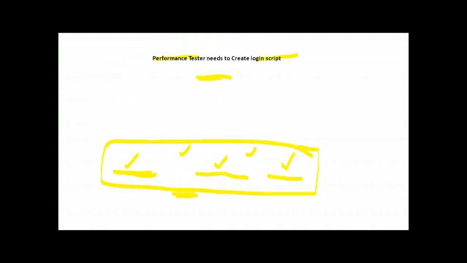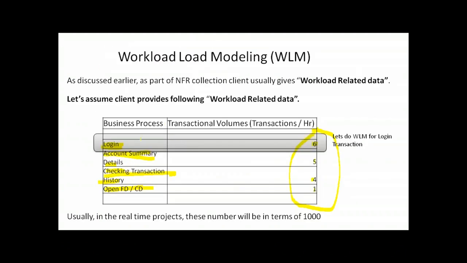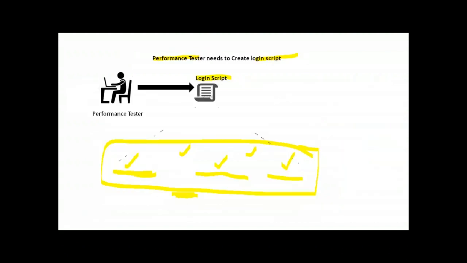Now, what is the NFR that the client has given? If you go back to the slide deck, what is the NFR that the client has given? We need 6 logins. Okay, as part of the NFRs, this is not something which I have cooked up. The client has provided this NFR: 6 login transactions per every single hour.